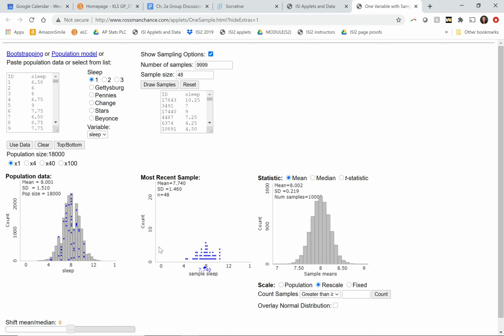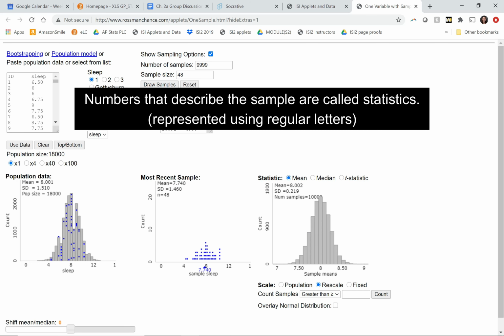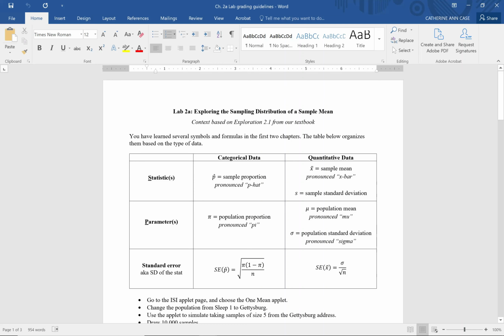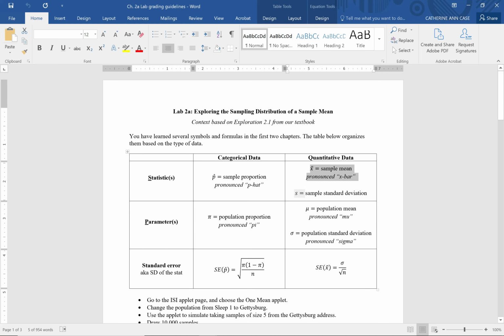So what about the numbers that describe the most recent sample? Those numbers would be statistics, right? Statistics are numbers that describe a sample. So again, going back to that table, we still have quantitative data, but these are statistics. So if we wanted to describe the sample mean, we would use X bar. If we wanted to describe the sample standard deviation, we would just use S.